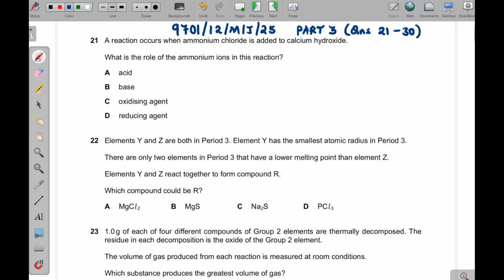Part 3, this is for questions 21 to 30. Question 21, a reaction occurs when ammonium chloride is added to calcium hydroxide. What is the role of ammonium ions in this reaction?